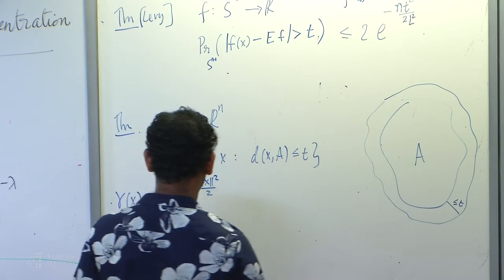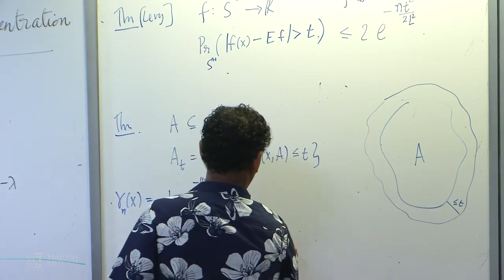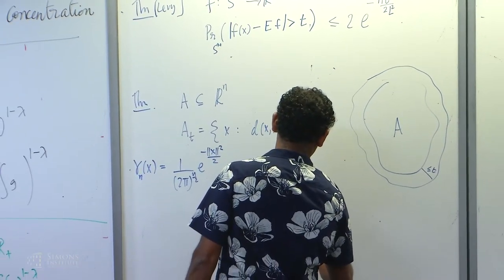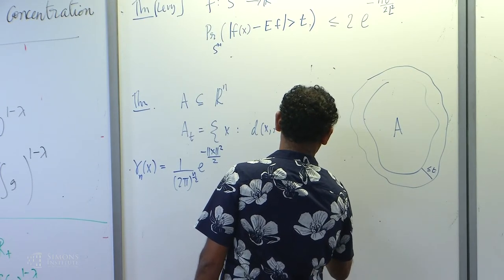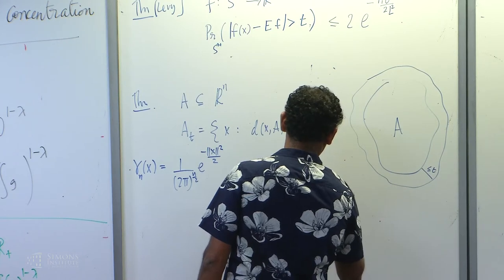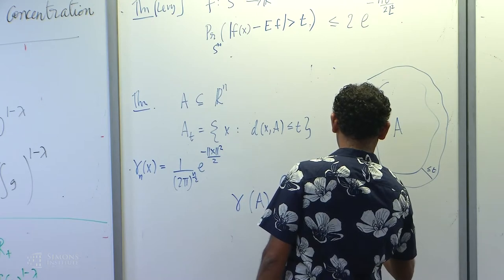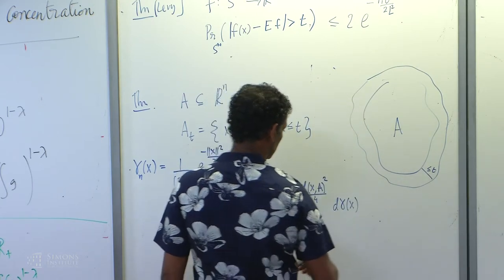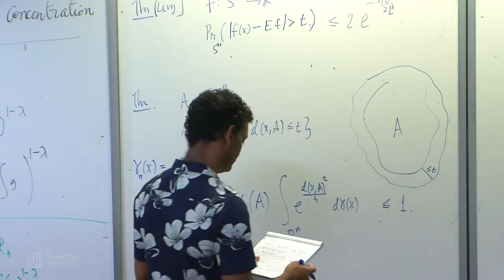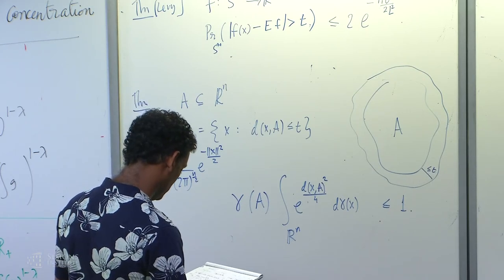Now, the statement is that the Gaussian measure of A, so the integral of gamma over A, times the integral over all of R^n of exponential of the distance from x to A squared over 4, again with gamma, so integrated over the Gaussian measure, is at most 1. This is the version we'll prove.